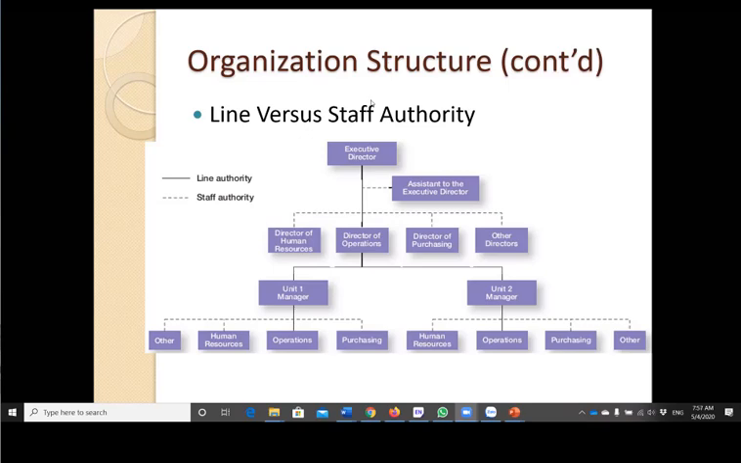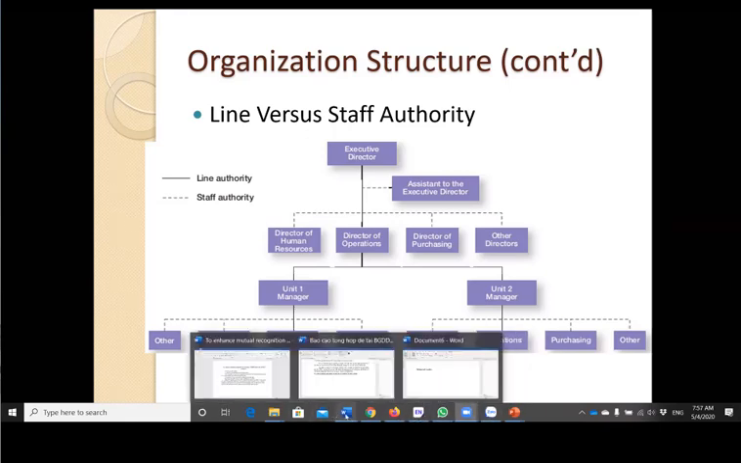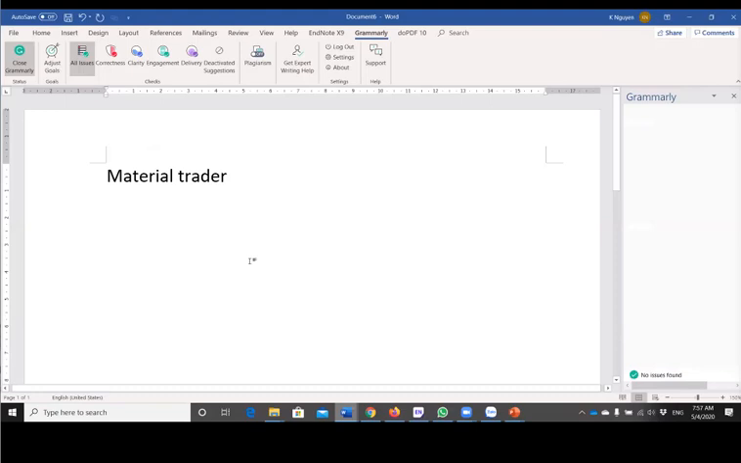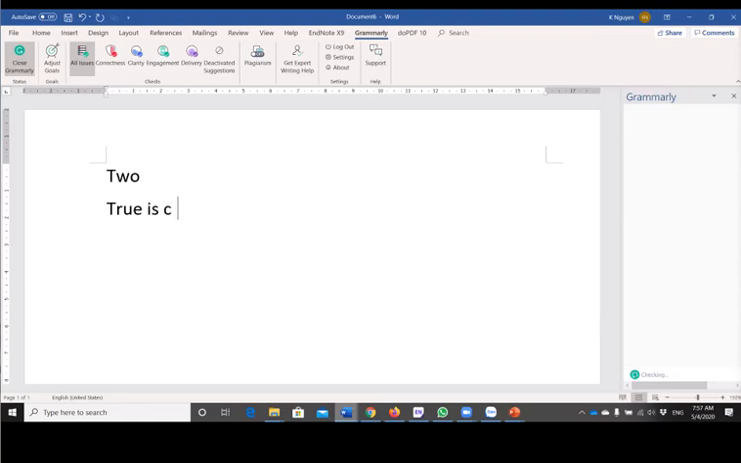Yeah, 2 is correct. 2 means 2. You said 2, right? I said... sounds similar, right? Okay.